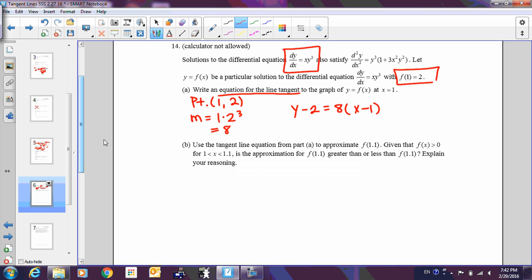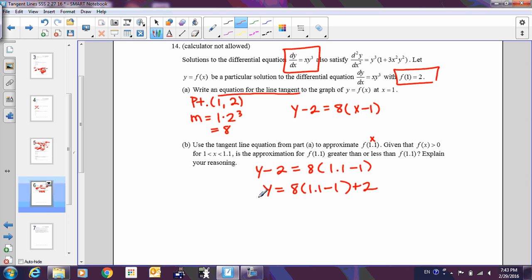Now for part B, it's saying use the tangent line to approximate f of 1.1. See, that's going in place of x. So that's what I'm going to do first. I'm going to rewrite my tangent line, but in place of x, I'm going to put in 1.1. Now you could simplify here if you wanted to. You don't really get extra points for doing that though.